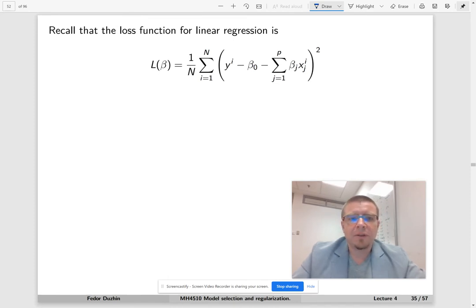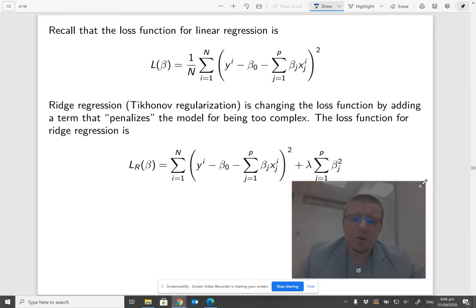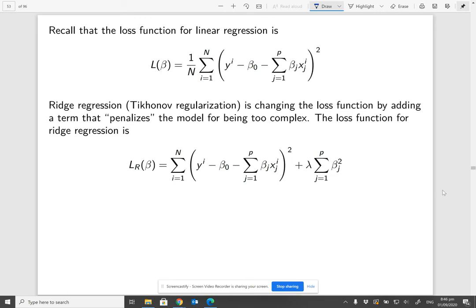This can be done by modifying the loss function. So recall that the loss function for linear regression is this mean squared error. Well, we actually do not have to have this 1 over n. Instead, we can use just the total square error, or the residual sum of squares. Ridge regression, also called Tikhonov regularization. Tikhonov originally invented it for some other problems, but when people used it in statistics, they called it ridge regression.